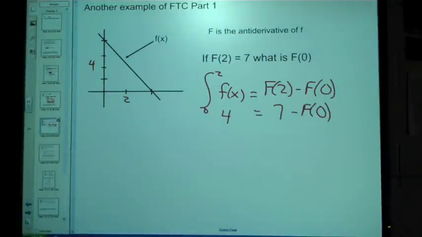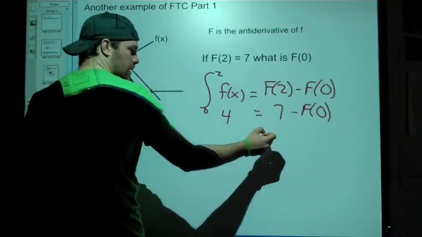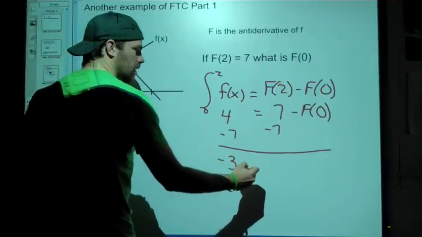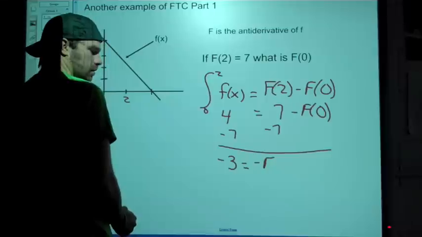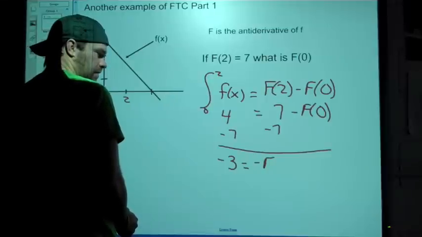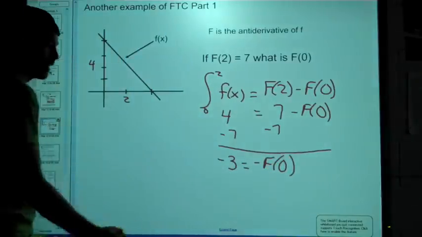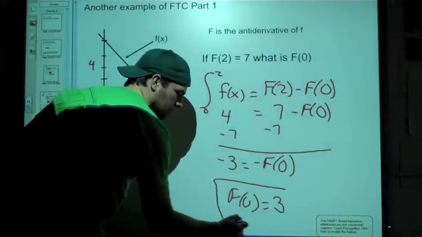Now we're just going to do basic algebra, solve this. We're going to subtract 7 from both sides. I get -3 equals negative f of 0, as the computer decides to update. There you go. So that means f of 0 was 3.